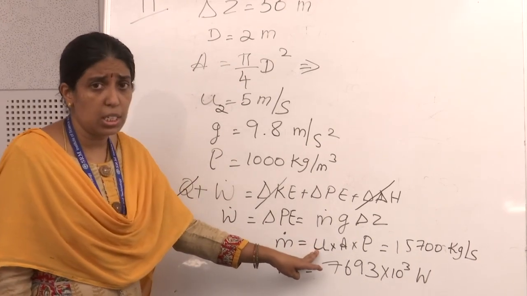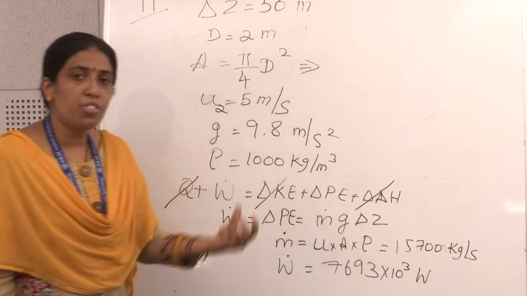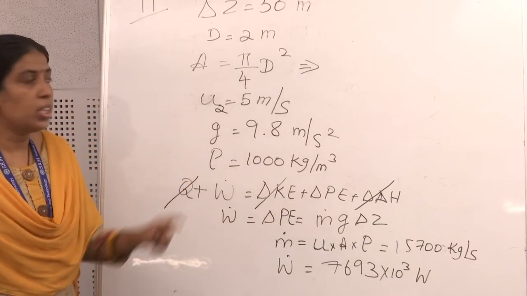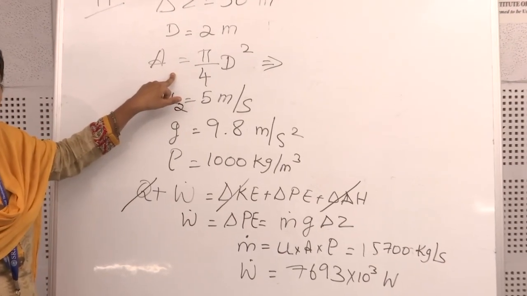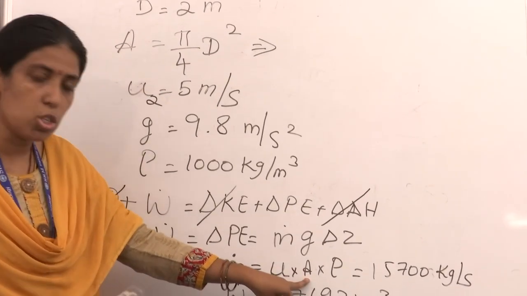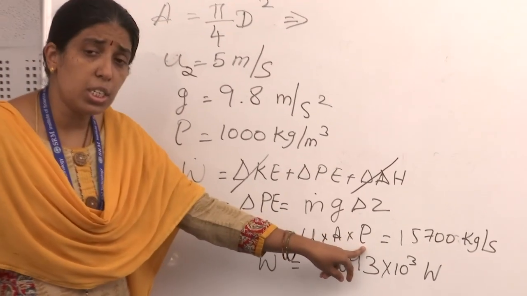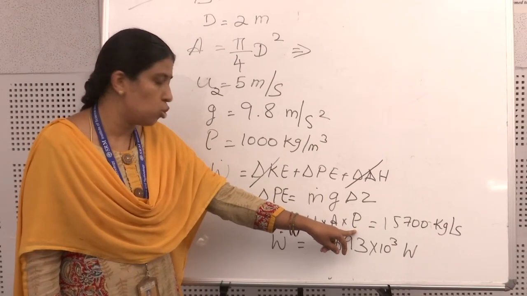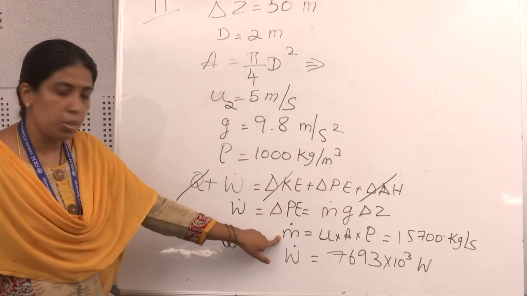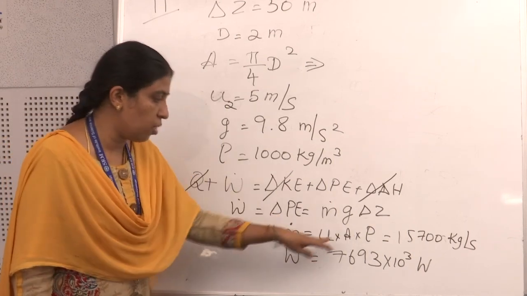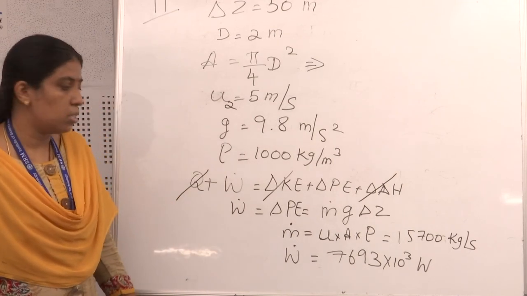Do you know the outlet velocity? Yes, 5 meters per second is given in the question. The area of the pipe remains the same, with a diameter of 2 meters. So you can find the area using the formula pi by 4 d squared. So area is also known. Density, what is the density of water? You can assume it as 1000 kg per meter cube. So you can find m dot from this, where all the other given details are known. M dot equal to 15,700 kg per second is the answer.